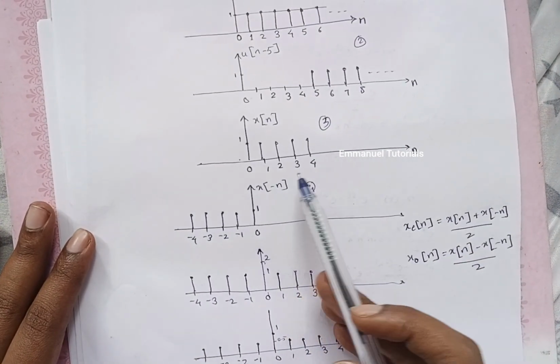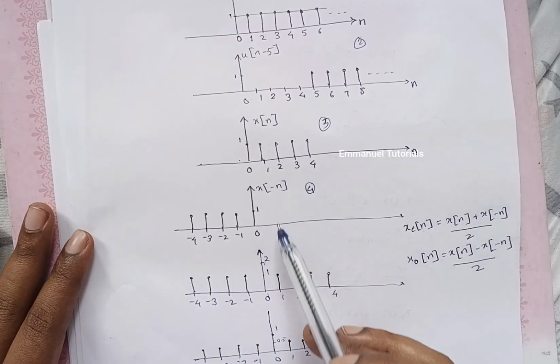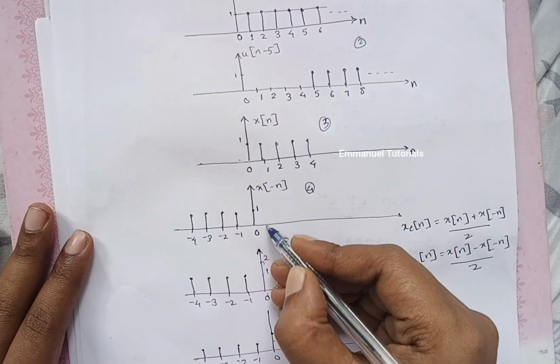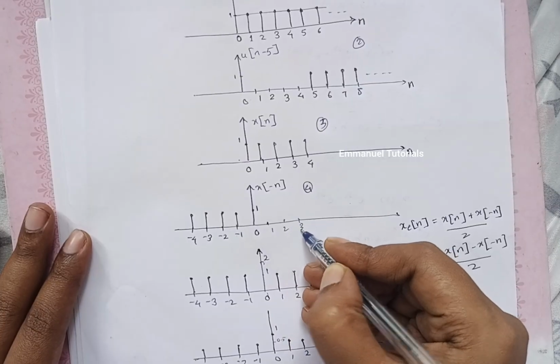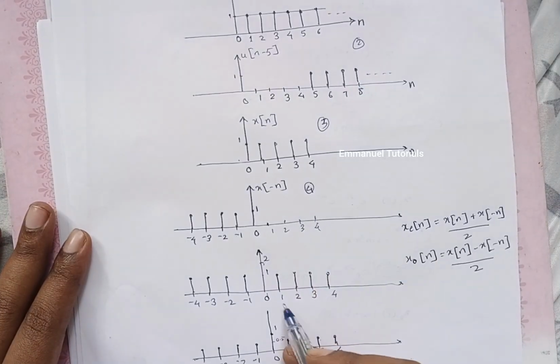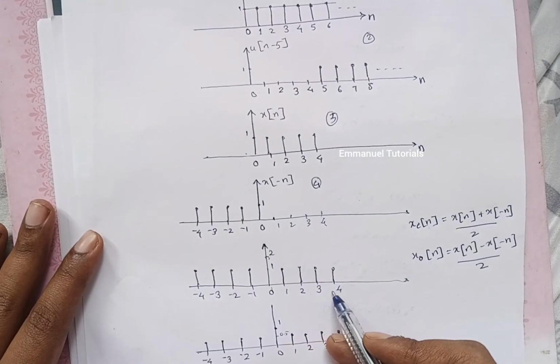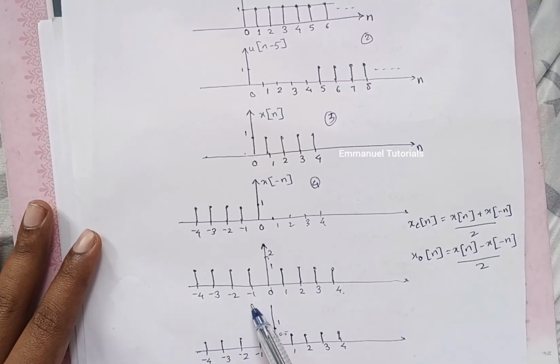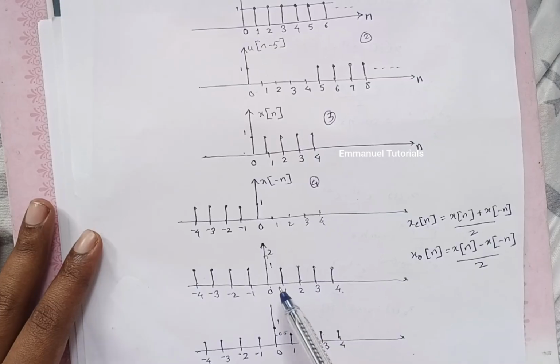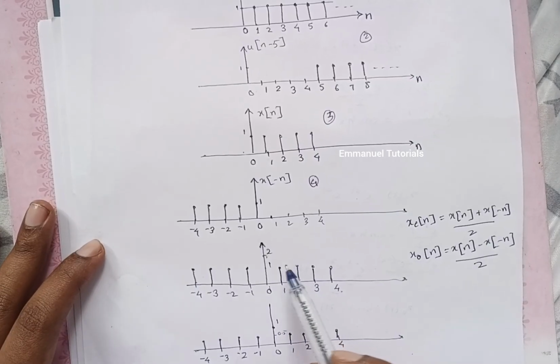And from 1 to 4, first signal's amplitude is 1, second signal's amplitude is 0. So 1 plus 0 will be 1. So that's what we have plotted here. So our final signal will look like this. Minus 4 to minus 1 and 1 to 4, amplitude is 1. At 0, amplitude is 2.